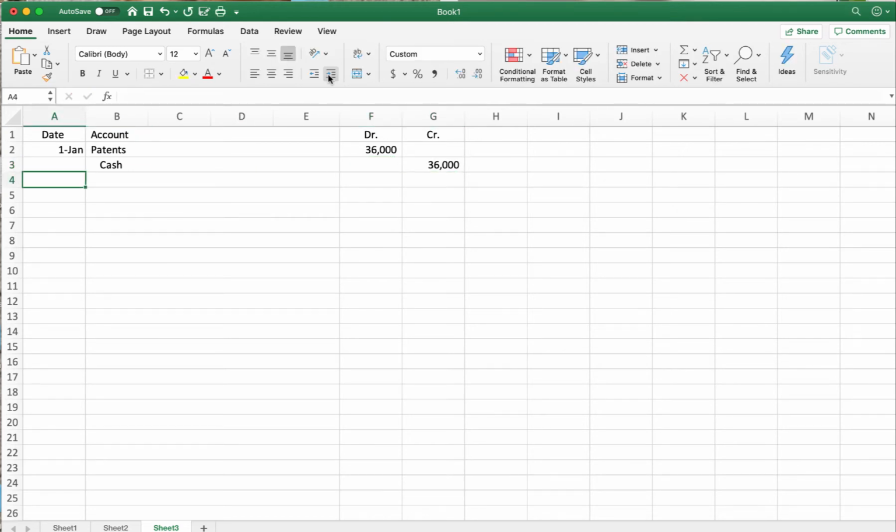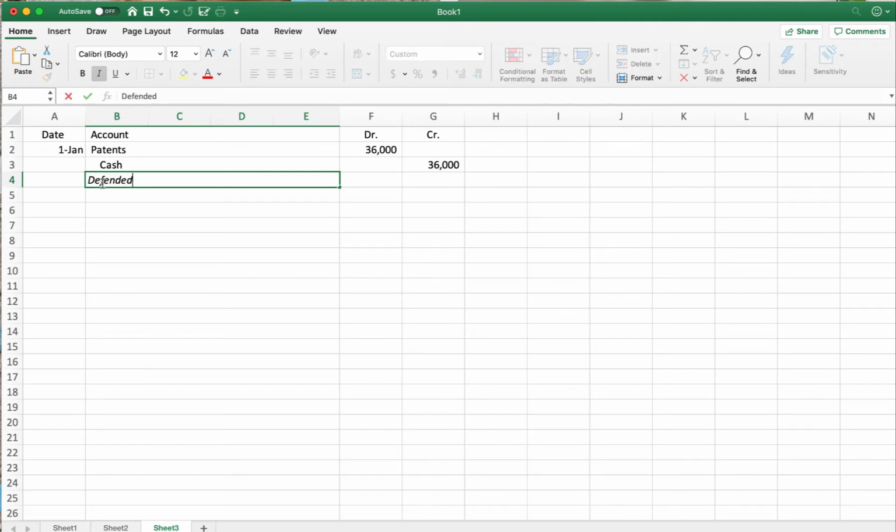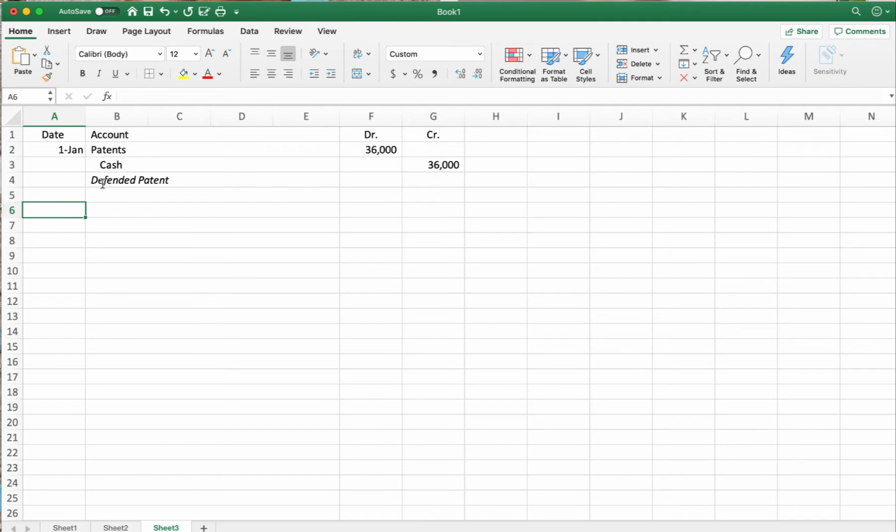$36,000 credit. And then you always want to italicize your explanation. What did we do here? Well, defended patent. Perfect. We're done. Skip a space. Always, always, always skip a space.